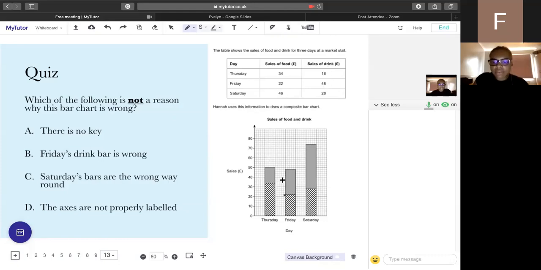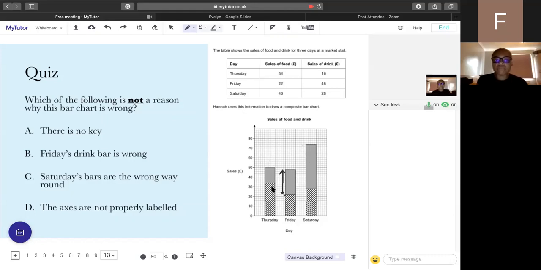Now, if we look at the difference between 22 and 48, the difference between 22 and 48 is 26, not 48. So remember, each of your bars has to have the height of the frequency, not necessarily hit the frequency on the vertical axis. The heights of your bars, how long your bar is, is what should be representing your frequency, not where it hits the axis, especially when you have stacked bars like this on a comparative bar chart. So B wouldn't be our answer.